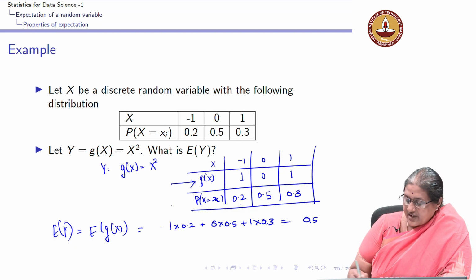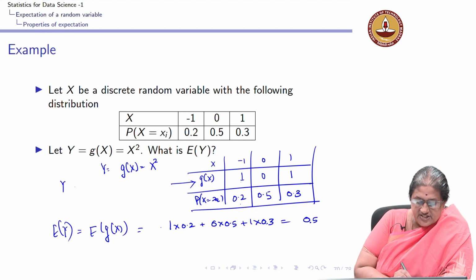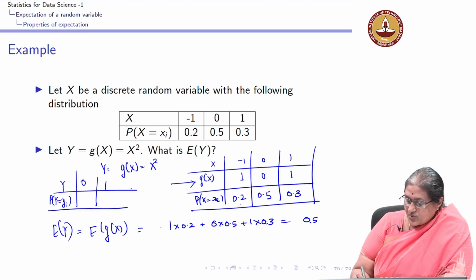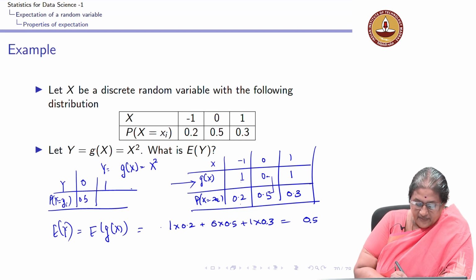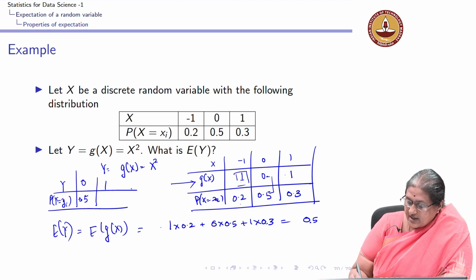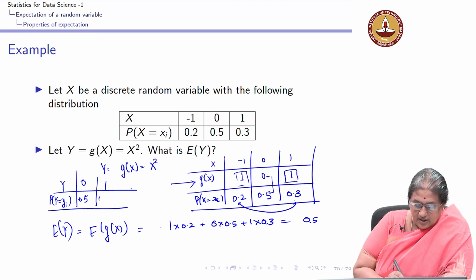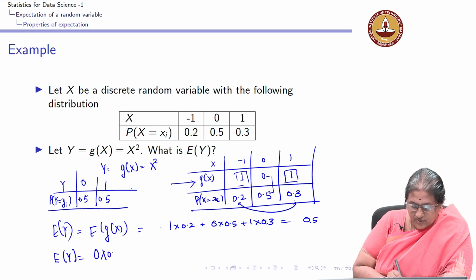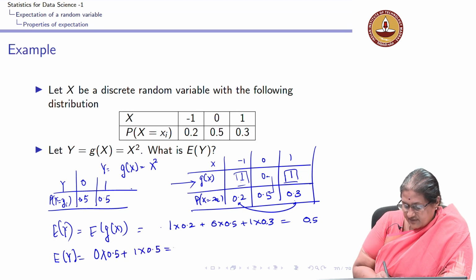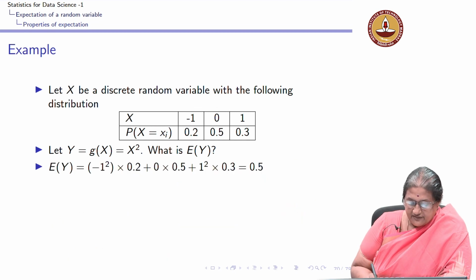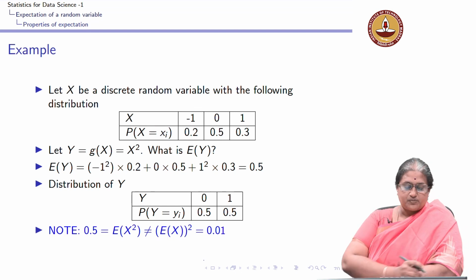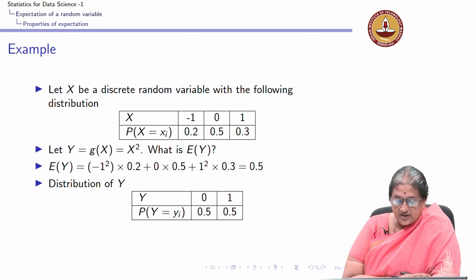Now, when you notice g of x, I can also write this as Y, which is g of x, takes two values and those values are 0 and 1. Now, what is the probability with which Y takes the value 0? The probability with which Y takes the value 0 is 0.5 and the probability with which Y takes the value 1 is 0.2 plus 0.3, which is again 0.5. Hence, if I look from the first definition, expectation of Y is going to be 0 into 0.5 plus 1 into 0.5, which is equal to 0.5. This matches with what we got earlier. Hence, given a random variable, I can find out the expectation of a function of a random variable.